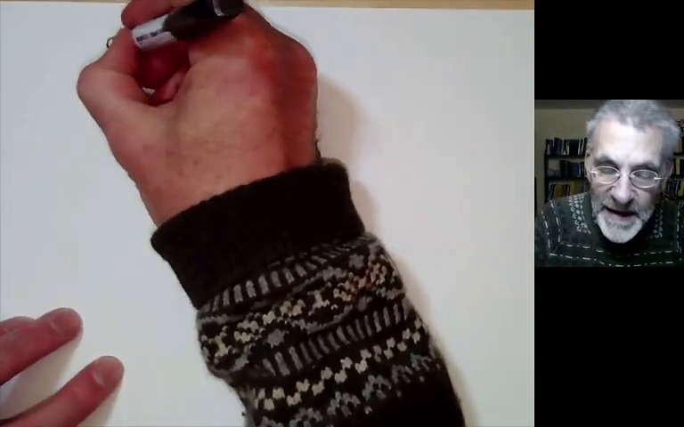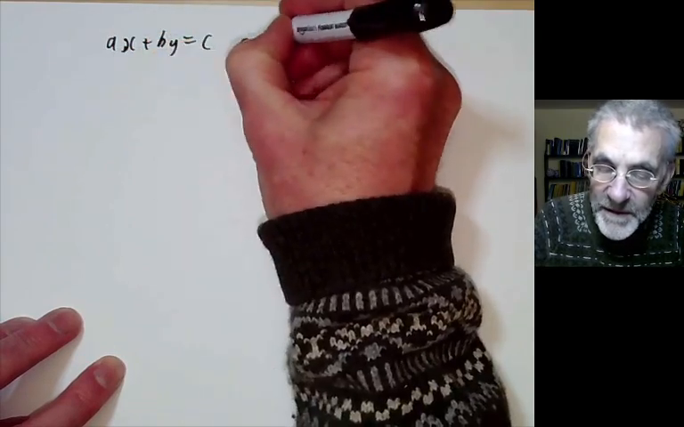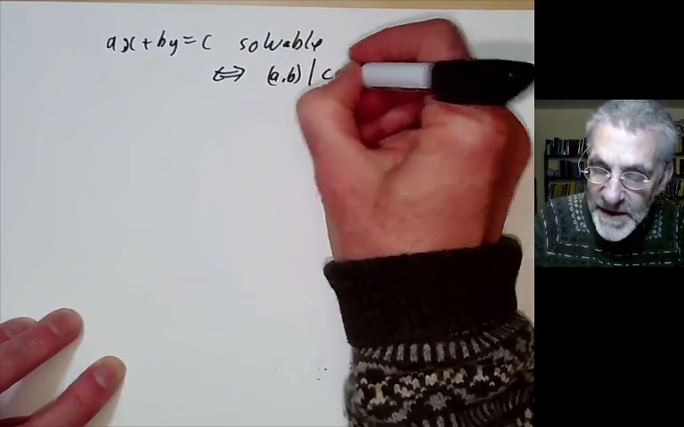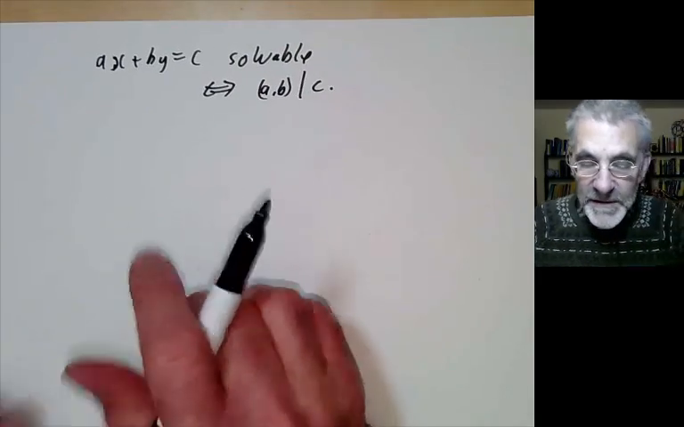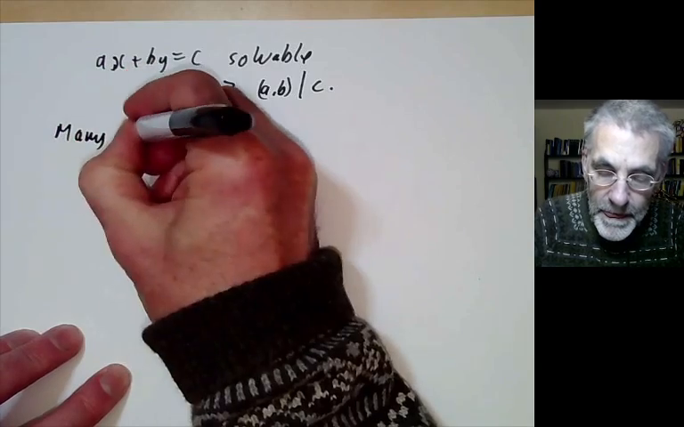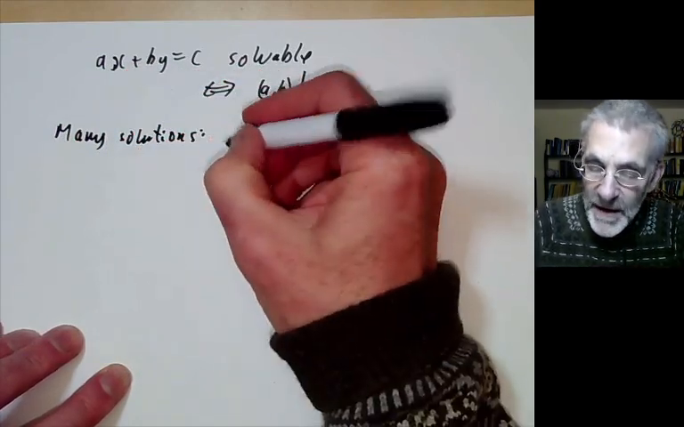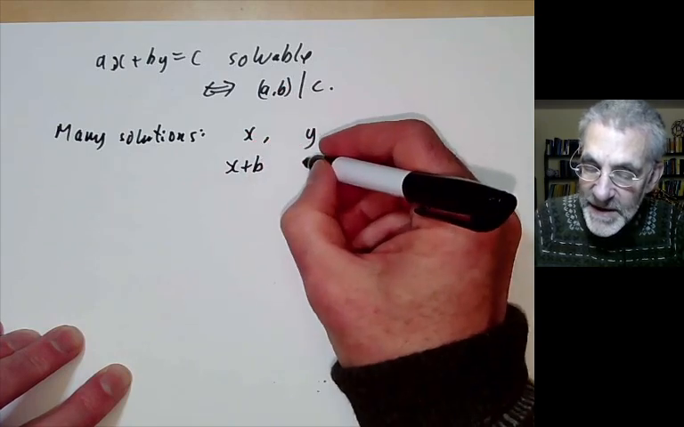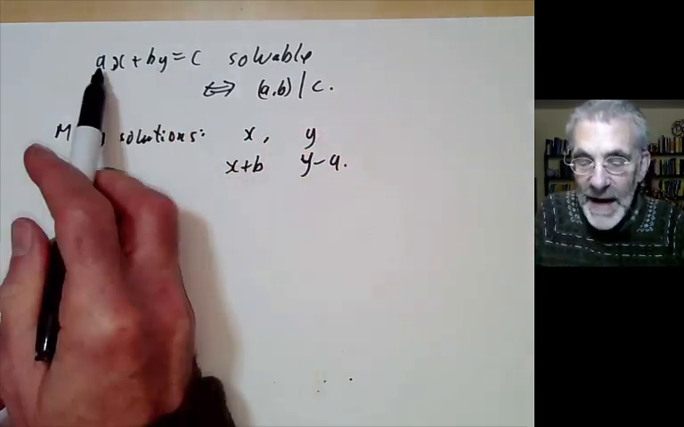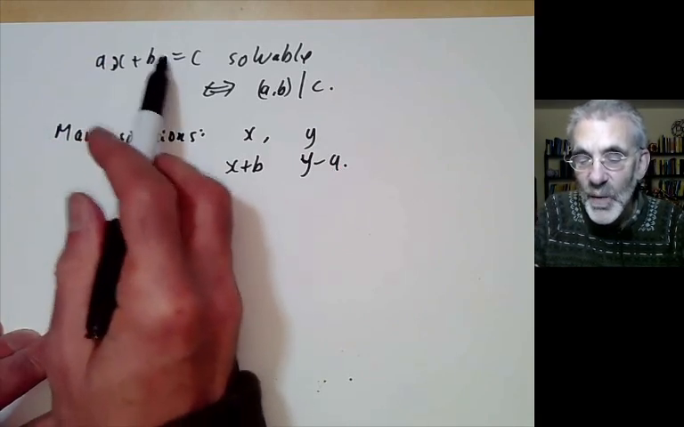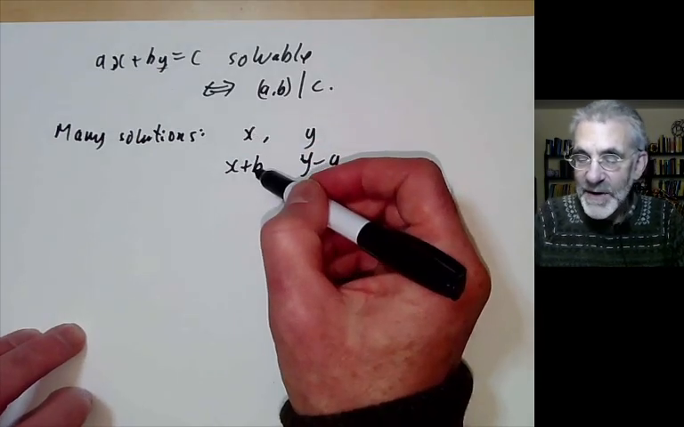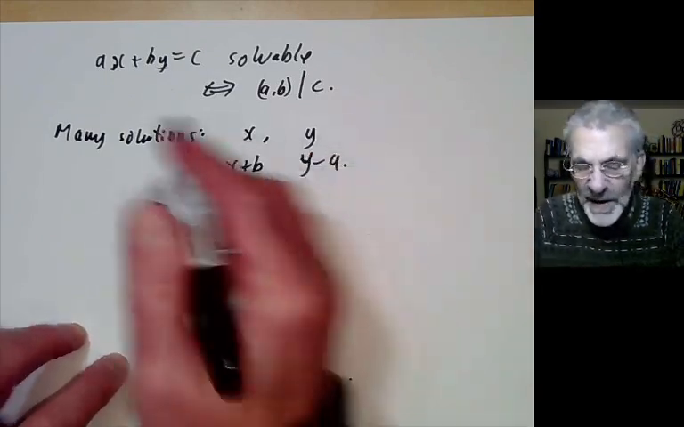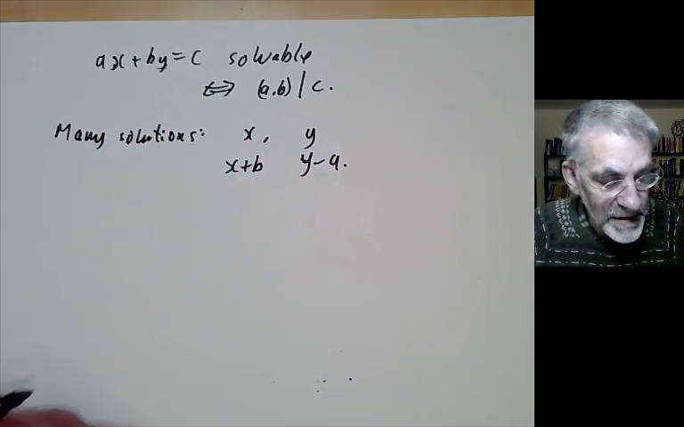So to summarise, we see that ax plus by equals c is solvable if and only if the greatest common divisor of a and b divides c. Notice, by the way, that there are many solutions. If you've got one solution, x and y, then we can just add b to x, and we can subtract a from y, because adding b to x will add ab to this, and subtracting a from y will just subtract ab from that. So we can add as many multiples of b as we like to x, and subtract as many multiples of a as we like from y. So if there's one solution, there are lots of solutions.